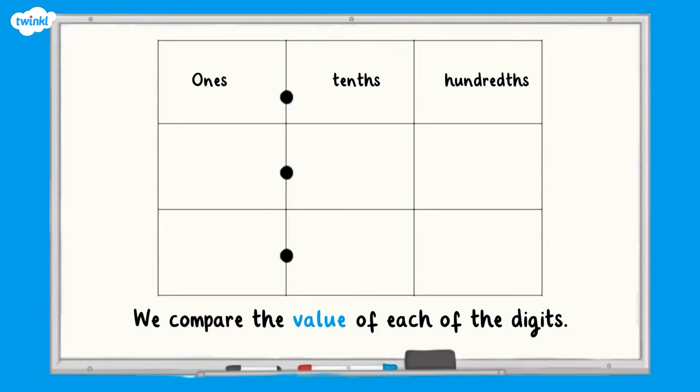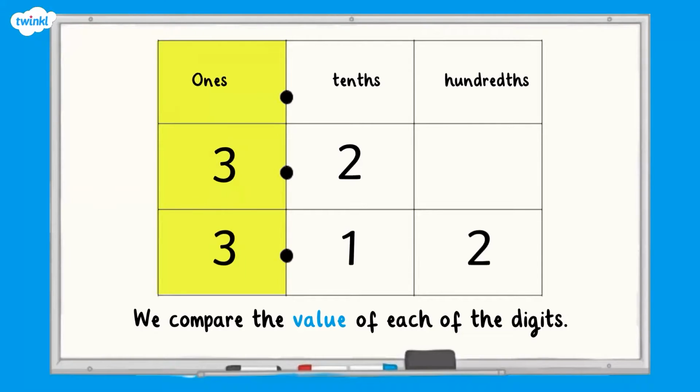they each have. Let's compare the numbers 3.2 and 3.12. When we compare numbers, we start with the place value column that has the highest value. That is the digit that is the furthest to the left. In this case, the ones column. The value of the ones digit in both numbers is 3.